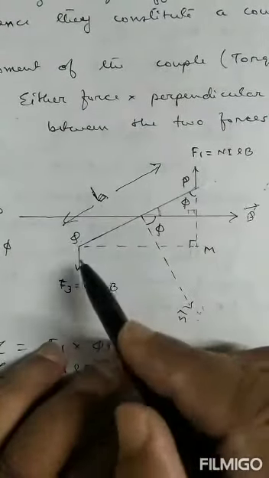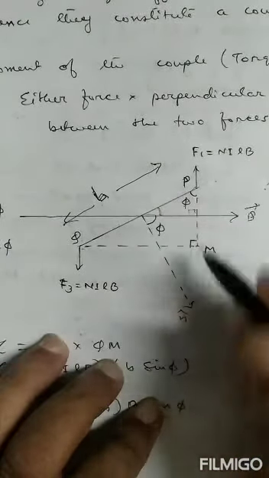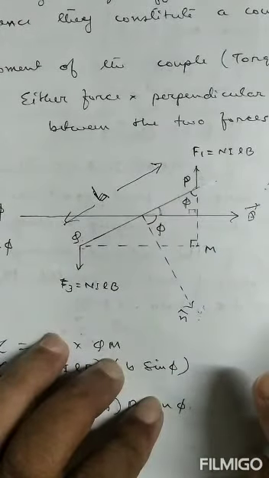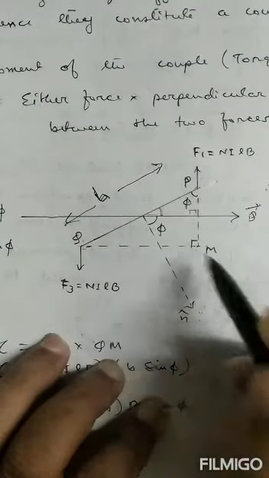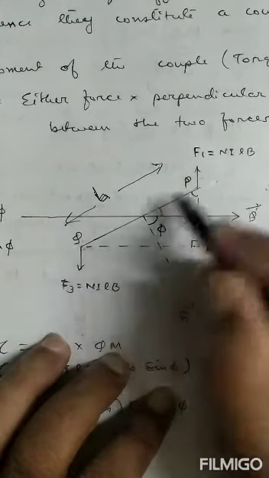So what is the perpendicular distance? QM is the perpendicular distance between the two forces, and PM is the parallel distance between the two forces. But the parallel distance is not required. We require the perpendicular distance. Therefore, QM represents the perpendicular distance. What is the breadth of the coil? PQ is the breadth of the coil.